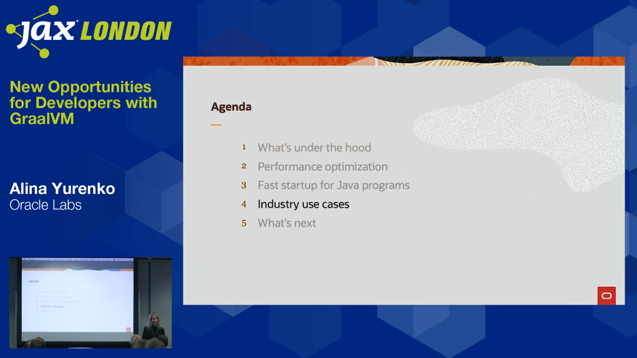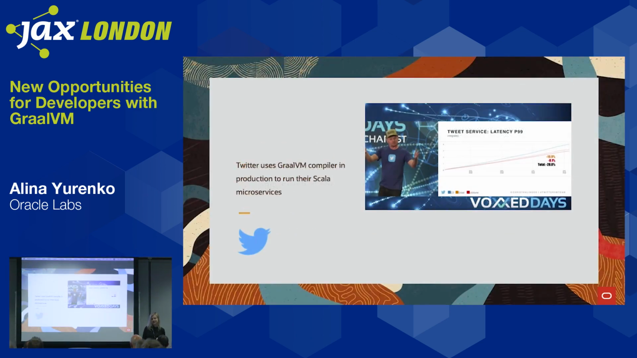And one more thing is industry use cases. So maybe you have seen Chris at this conference giving a keynote and also having one more talk, I think, right before this one. So they are using the GraalVM compiler at Twitter for their Scala microservices. They're using Community Edition, and they are getting quite fascinating speed-ups and reduced garbage collection out of it.